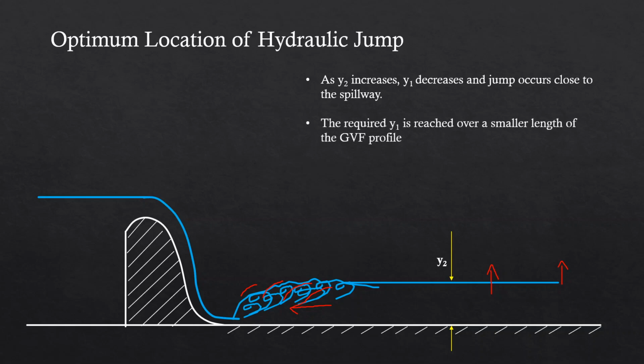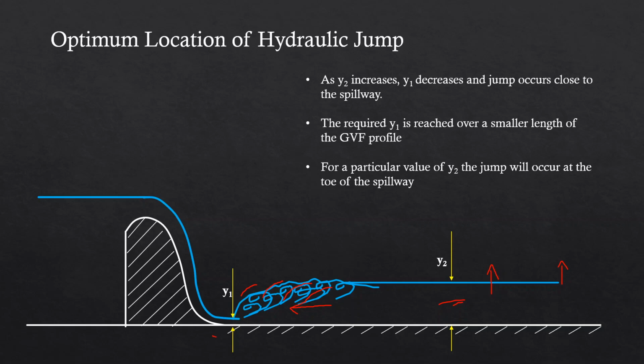So this will become y1, and given that we have a y2 of this much amount. So for a particular value of y2, the jump will occur at the toe of the spillway, very close to the toe of the spillway. So we would mostly want that value of y2 to remain in this downstream portion of the spillway. So in that case, only a small length of the river bed requires to be protected.